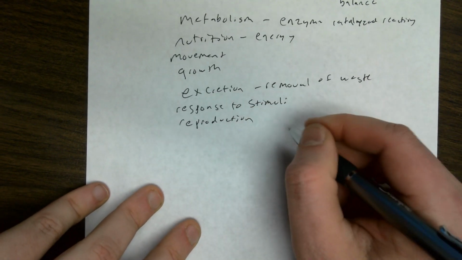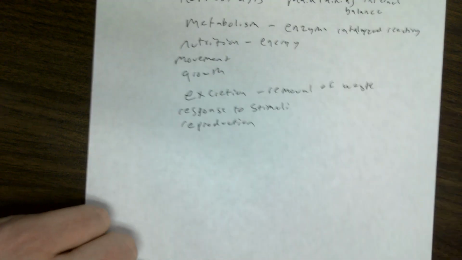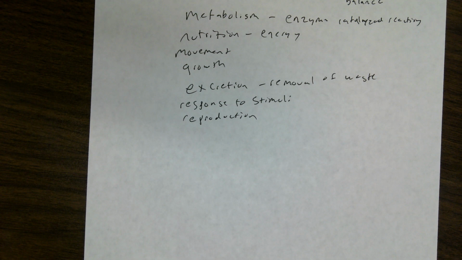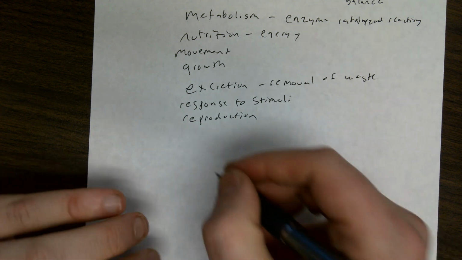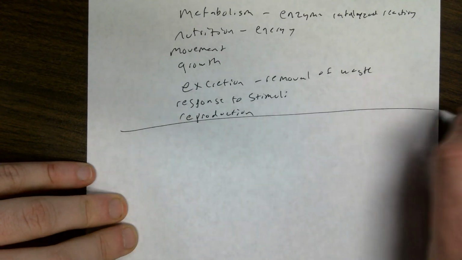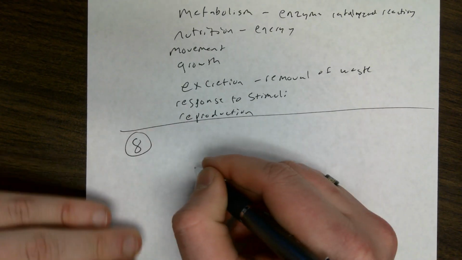Response to light is honestly one of the most common ones. Then reproduction, that can be sexual or asexual. They have different versions of this, but they all have some version of these different things. All right, standard 8.